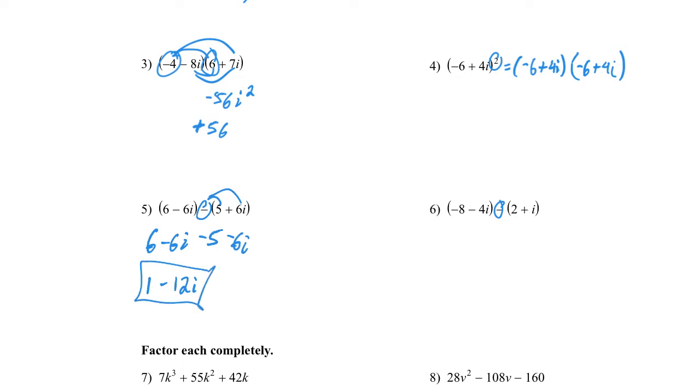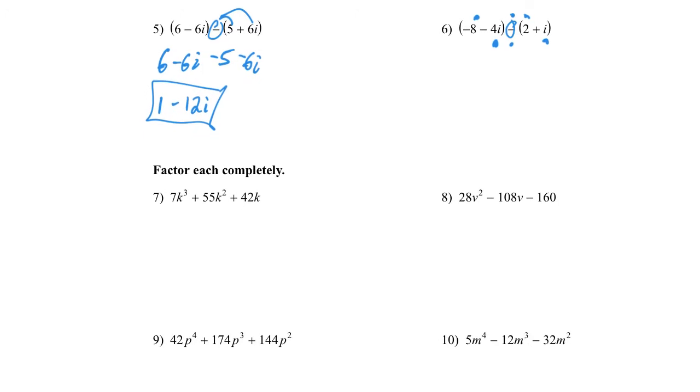The other way to think about it is just to subtract each piece. So this is negative 8 minus 2. So negative 8 minus 2 would be negative 10. Then you'd have negative 4i minus i. Negative 4i minus i would be negative 5i. So there's a couple different ways of thinking about how to do that.